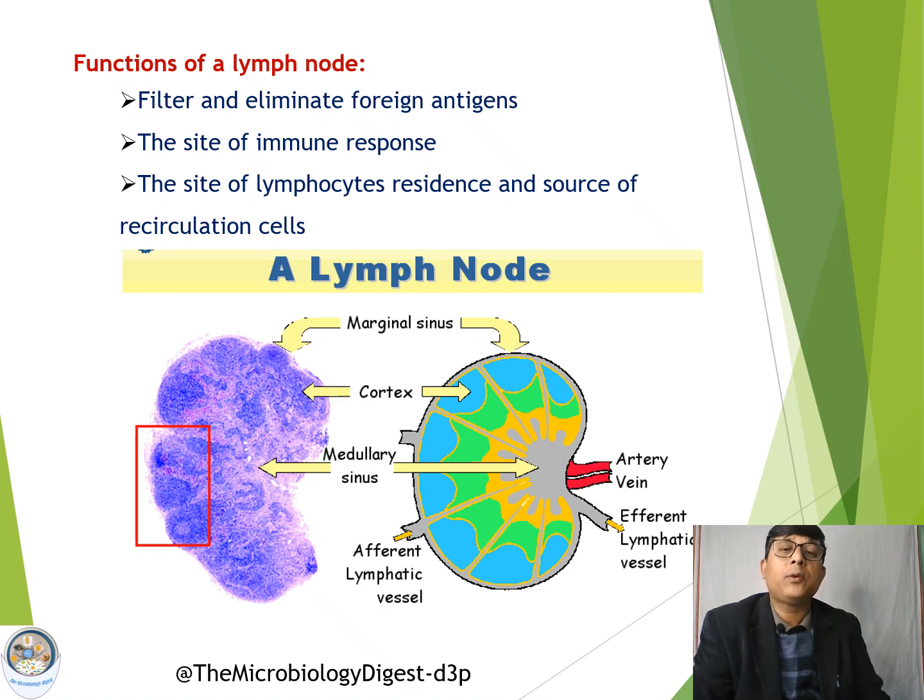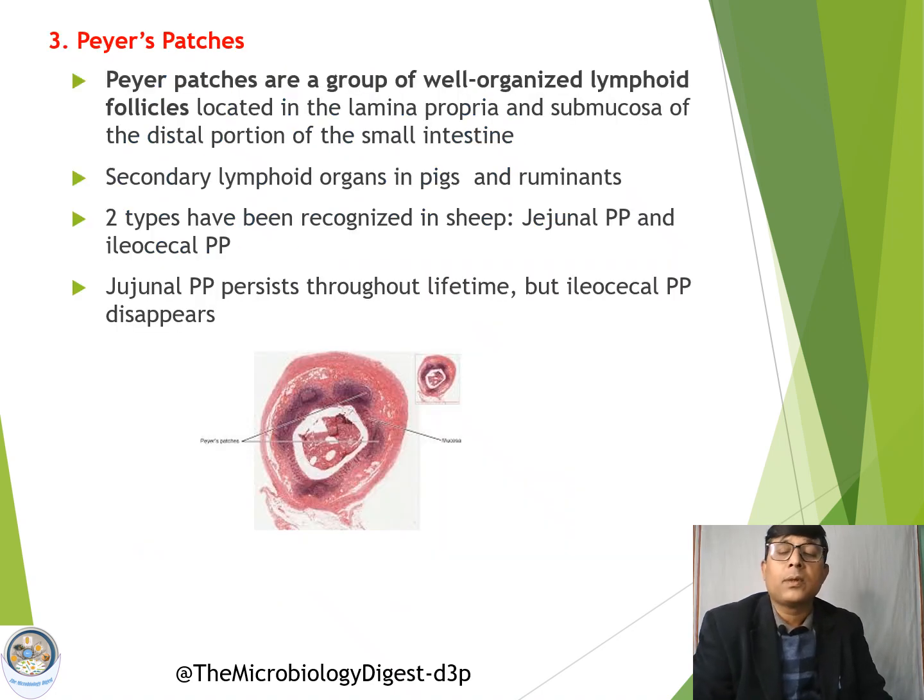What are the functions of the lymph node? It filters and eliminates foreign antigen. It is the site of immune response, as we have already discussed. It is the site of lymphocyte residence and the source of recirculating cells. So these are the principal functions of lymph nodes.